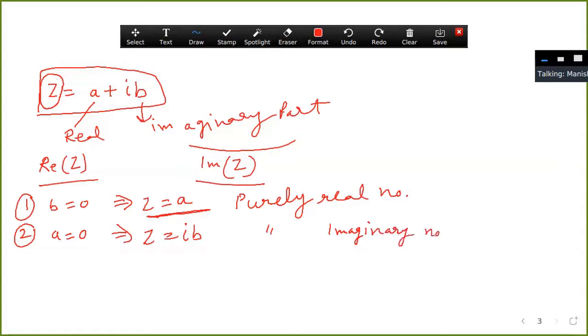Purely imaginary number. So if the real part is 0, then it is purely imaginary. If the imaginary part is equal to 0, then it is a purely real number. Okay.